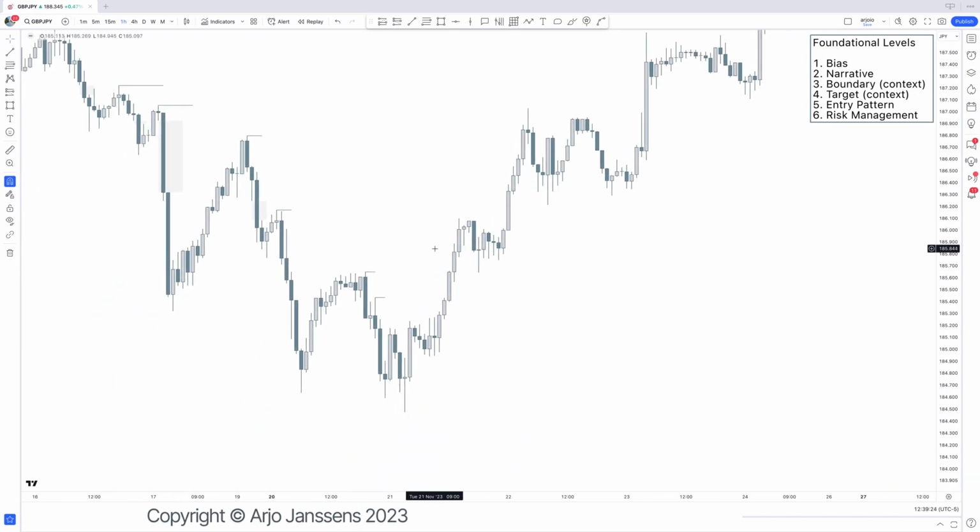So now we have the basic understanding of order flow. All right, this is order flow, all fun and games. But how can we now confirm order flow?